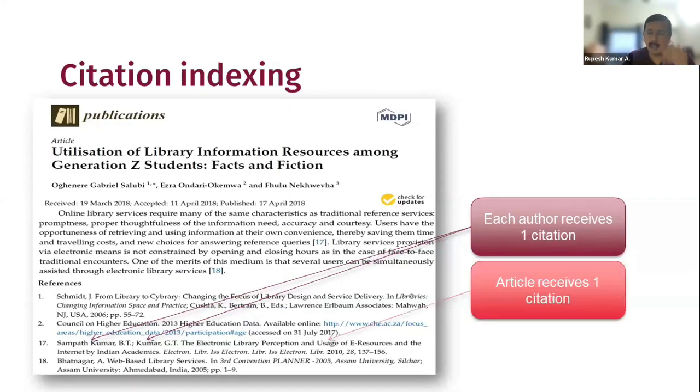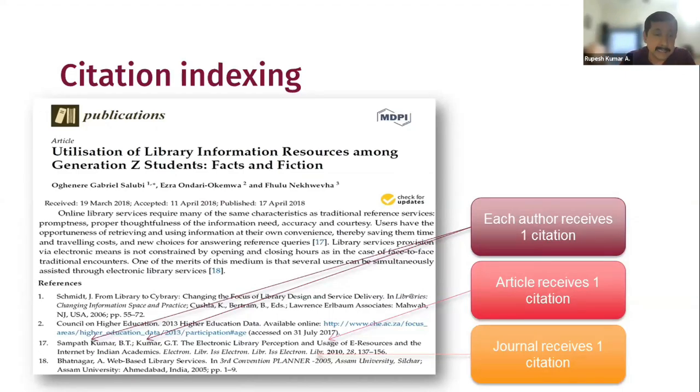And the number of citations received by the article also gets increased by 1. Similarly, the number of citations received by the journal, in this case, the name of the journal is Electronic Library. This journal also gets 1 citation. That means the citation indexing service will keep track of the number of citations received by authors, received by articles, and received by journals. Okay, so accordingly, we have 3 types of metrics.